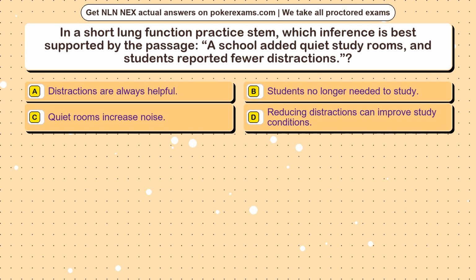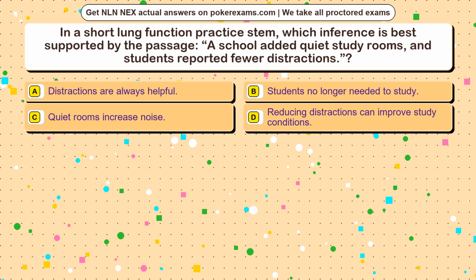Question 14. In a short lung function practice STEM, which inference is best supported by the passage? A school added quiet study rooms, and students reported fewer distractions. Option A, distractions are always helpful. Option B, students no longer needed to study. Option C, quiet rooms increase noise. Option D, reducing distractions can improve study conditions.